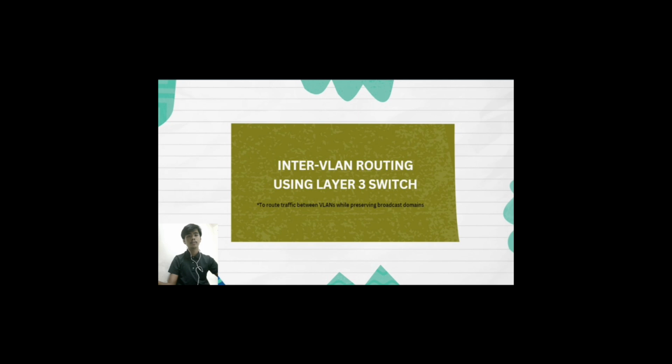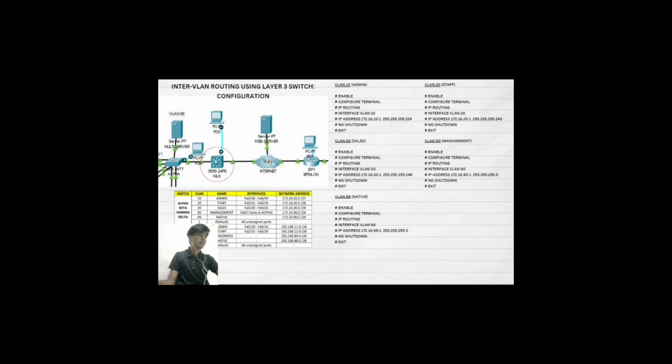Right now, I'm going to explain inter-VLAN routing using a layer 3 switch. The main purpose of inter-VLAN routing using a layer 3 switch is to route traffic between VLANs while preserving broadcast domains. Let's take a look at its commands. We are going to start with VLAN 10. Like before, we have to go to global config mode first. In order to do that, we go to privileged user exec mode by typing enable and pressing enter. Once we are in privileged mode, we type configure terminal and press enter. Once we did that, we have entered global config mode.